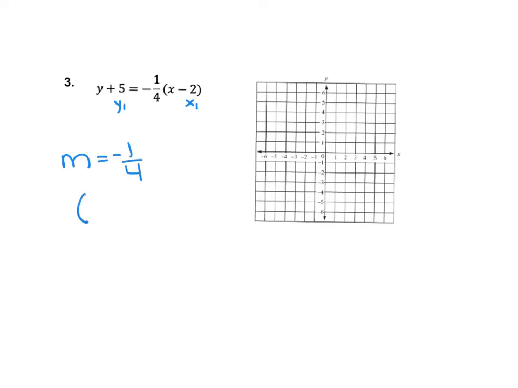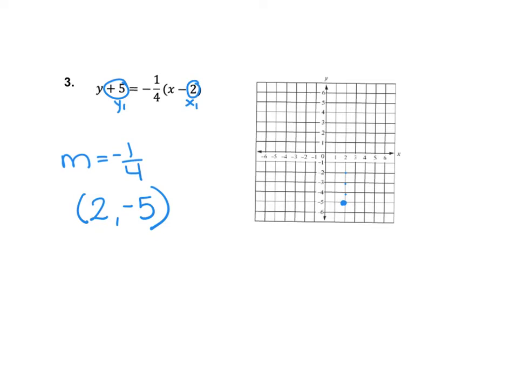And our point that we're going to have then is, it was minus, we have just a positive 2. And because we have a plus 5, that means that was a negative 5. And now let's plot our point. I have 2, and I'm going to go down 5. 1, 2, 3, 4, 5 for our starting point.